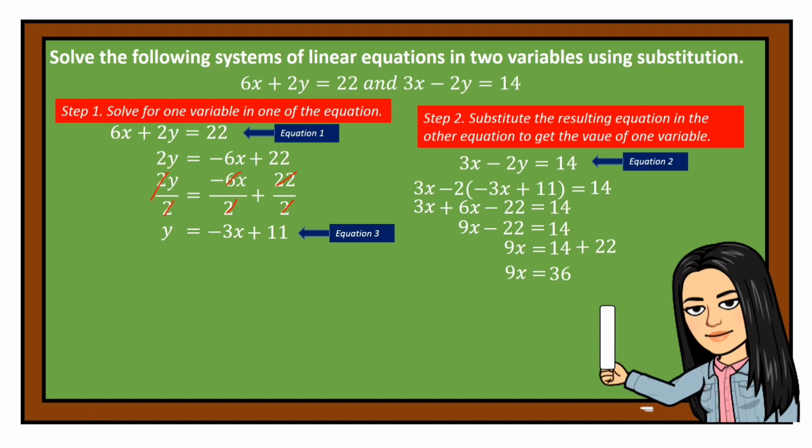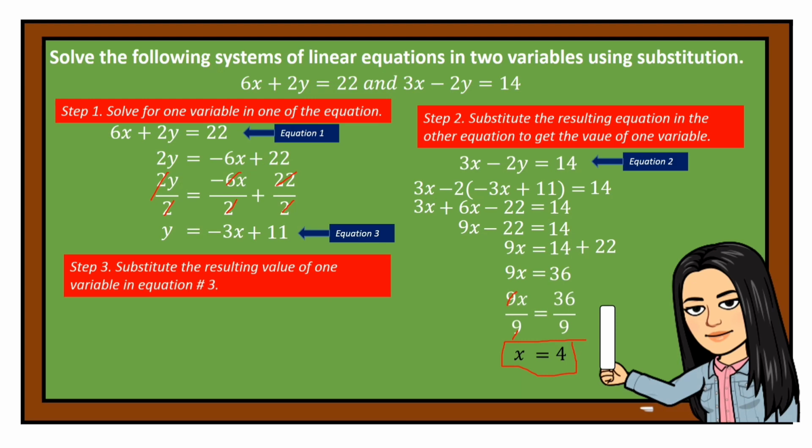Okay? Since ang x ay may coefficient na 9, divide the whole equation by 9. So, 9x divided by 9, so that is equal to x. And then, 36 divided by 9 is equal to 4. So, the value of our x is equal to 4.